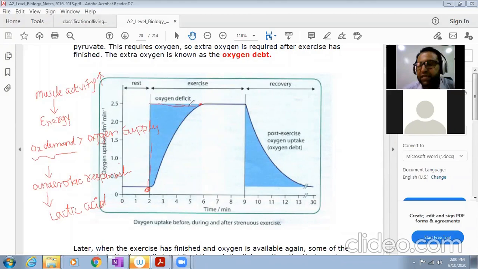Then lactic acid would not form in my body. But it doesn't happen like this. Oxygen starts increasing gradually, and as a result of this deficiency of oxygen, lactic acid accumulates in my body cells. Lactic acid forms as a result, because anaerobic respiration happens.